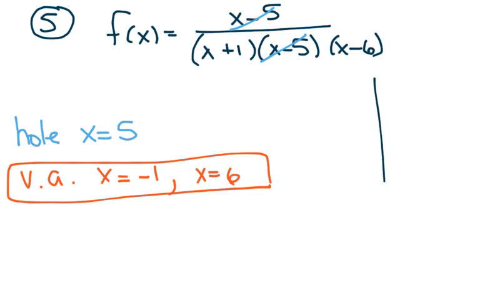If you were to look at this graph on your calculator, there would be some line here that the graph doesn't cross, and some line here that the graph doesn't cross. We don't worry about the hole, because you can't see it on the calculator. You can only see it when you go to the table function, and you'll notice at x equals 5, the y value will say error.